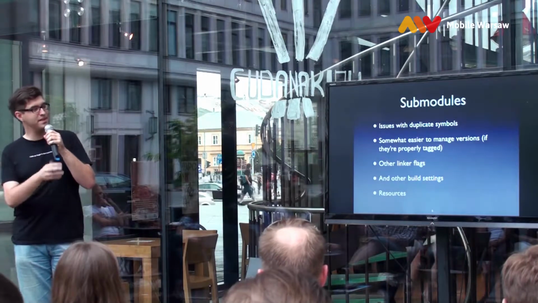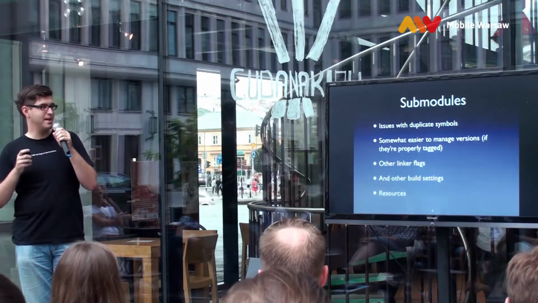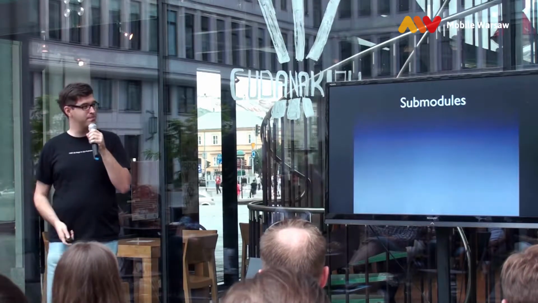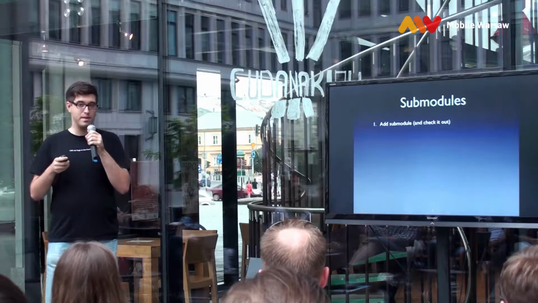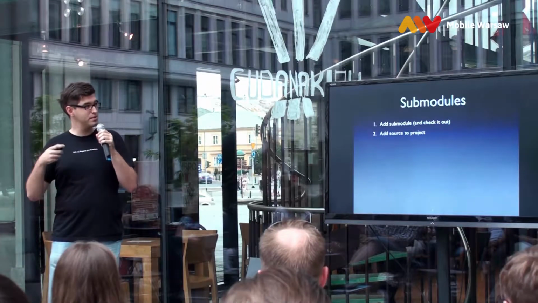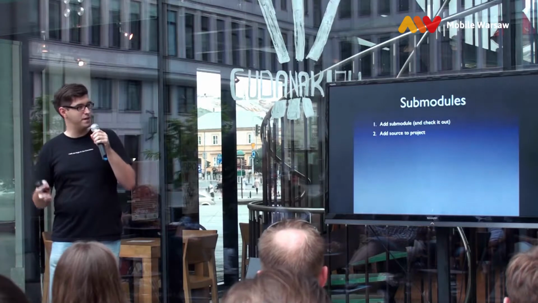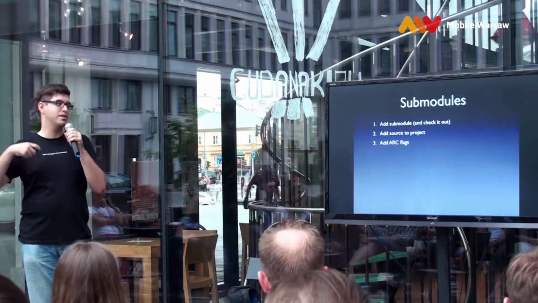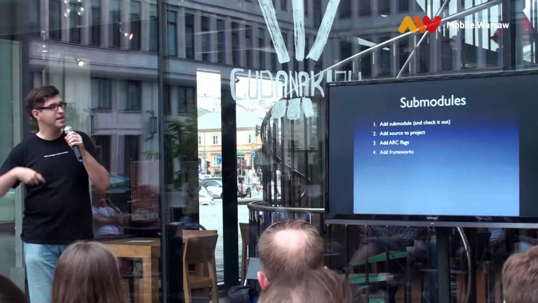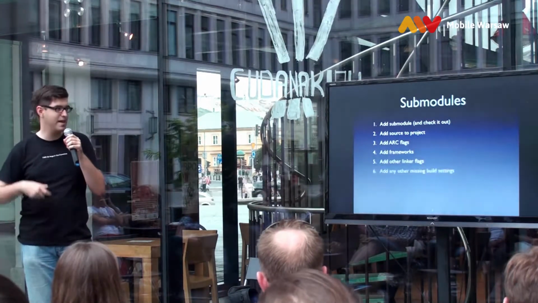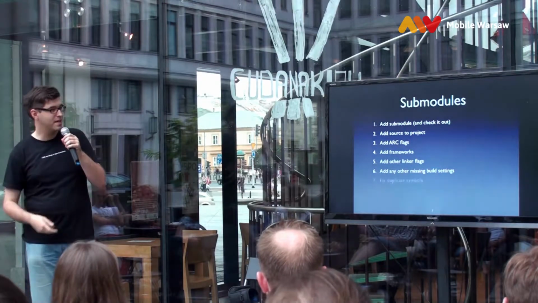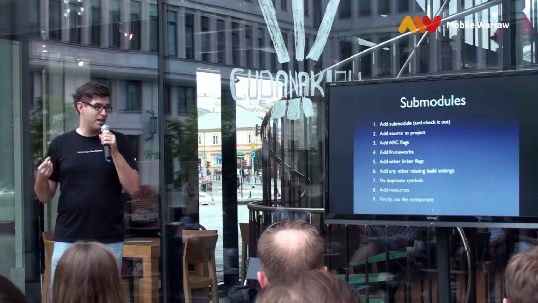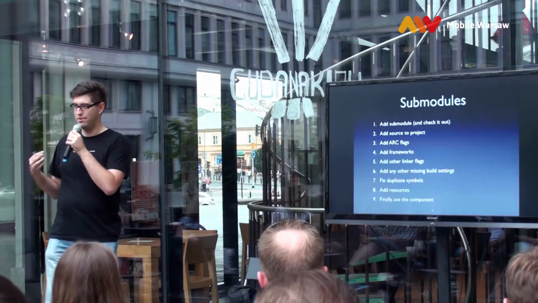Now, having said this, let's see how you can add an external library to your project using submodules. You do git submodule add, then git submodule update, then you pick a specific version of that component, then you add sources to the project, then you add ARC flags, then you add frameworks and other linker flags, then you add other missing build settings, then you fix duplicate symbols if there are any, and then you add resources, and God, after eight points, you can use the library, right?